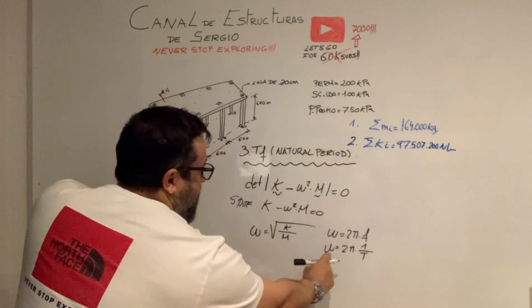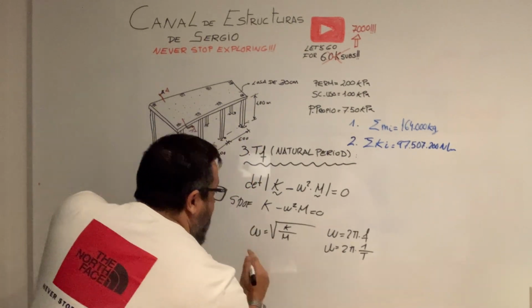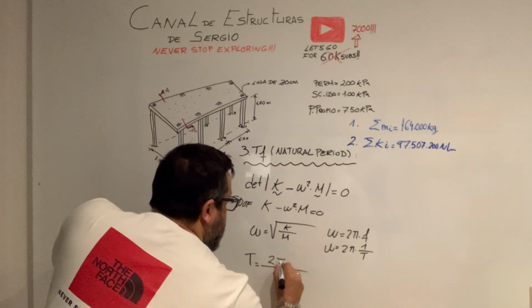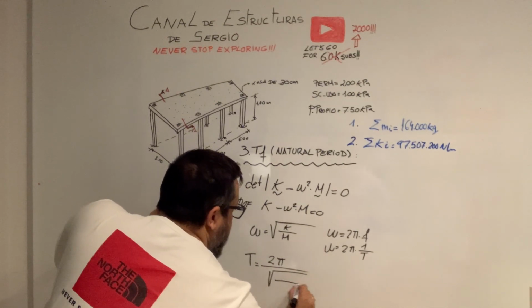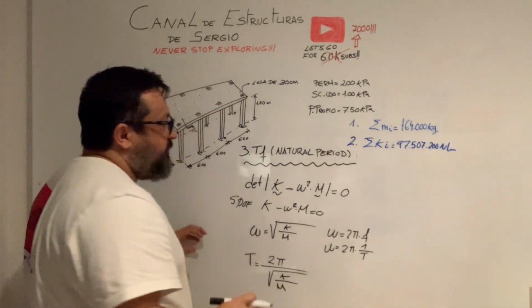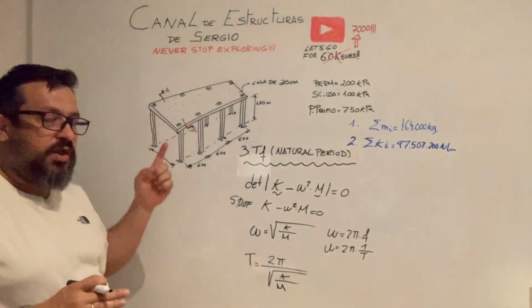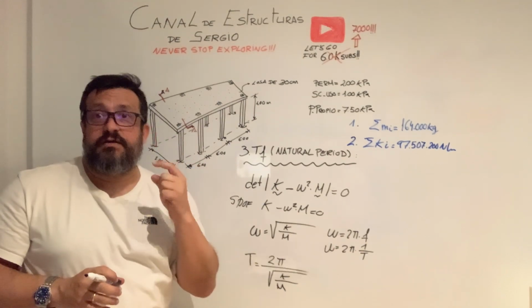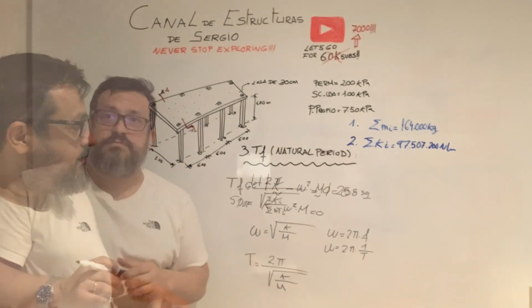So if we take this expression and put it in this part, we say that the period of the structure is equal to 2 times pi times the square root of the mass divided by the stiffness. For this case, as we have only 1 degree of freedom, we are going to have only one frequency value or period value. Very simple.